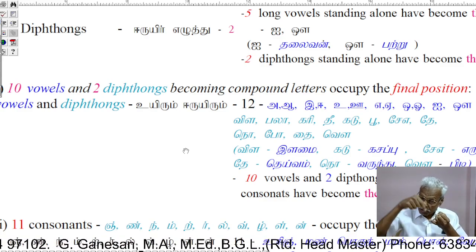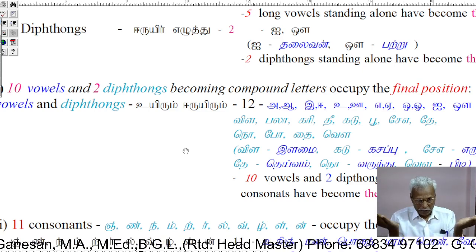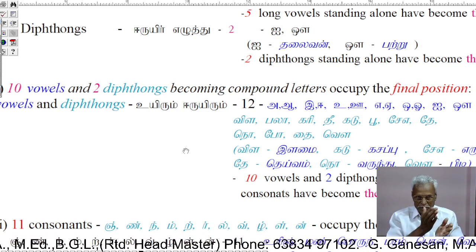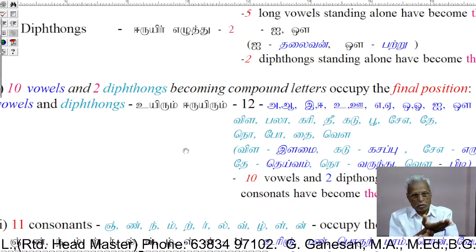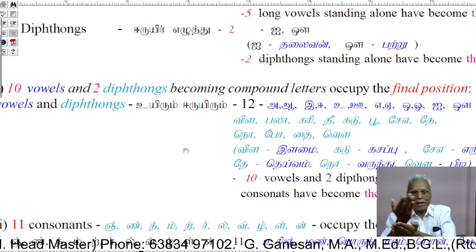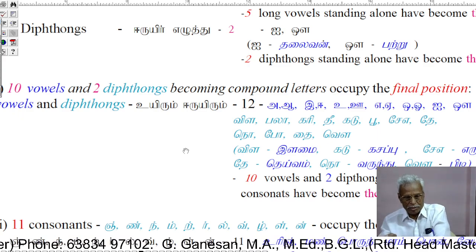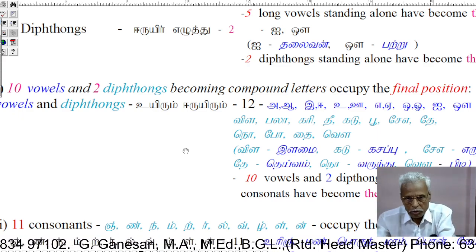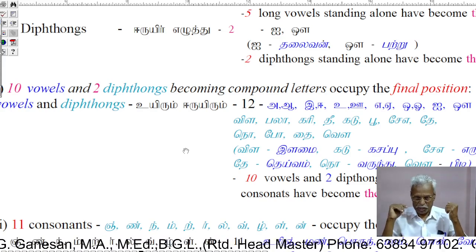Here, the 10 vowels and the 2 diphthongs combining with the 18 consonants could stand in the final position, could occupy the final position. The 10 vowels and 2 diphthongs. Let us see the examples.